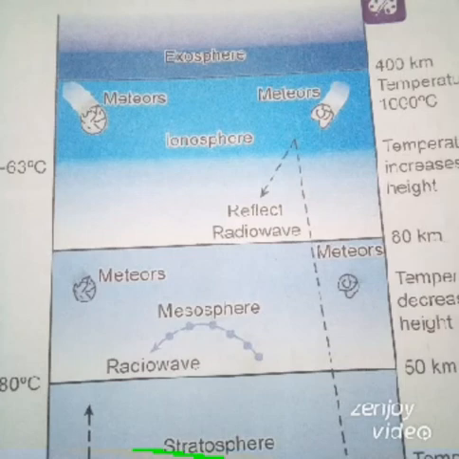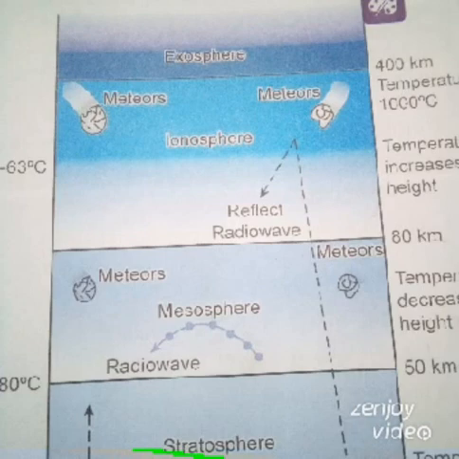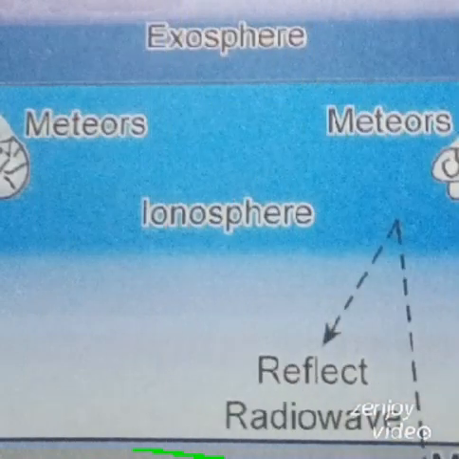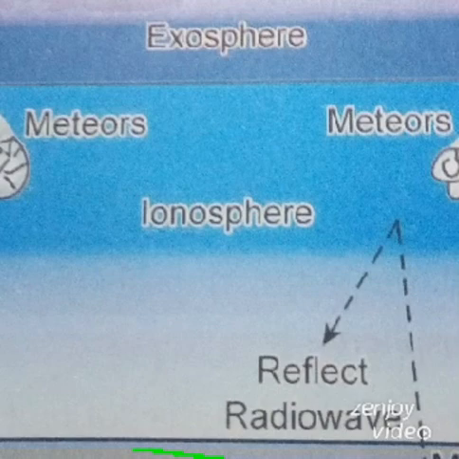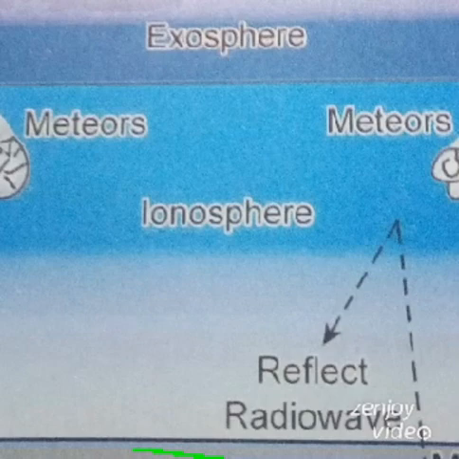Next point, why do mountaineers take oxygen cylinders with them? For every 165 meters, the temperature decreases by 1 degree, so when we go up the oxygen level also decreases, and this is known as the normal lapse rate. Now we have understood the layers of atmosphere.